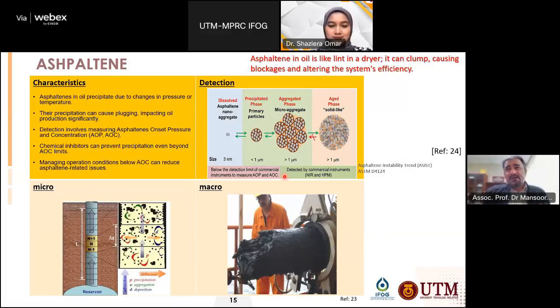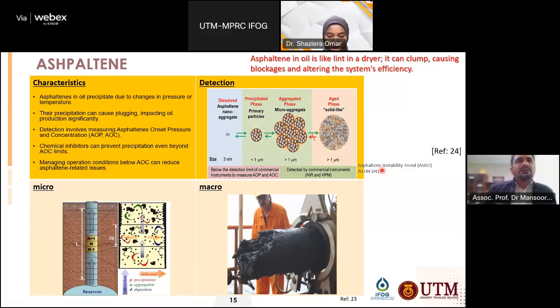And there are also other references. For example, the asphaltene stability trend from this reference can be used in order to detect asphaltene. And also we have standard ASTM D4124, which is used for separation of asphaltene into 4 fractions. It's, let's say, SARA analysis, which stands for saturates, aromatics, resin, and asphaltene fractions.